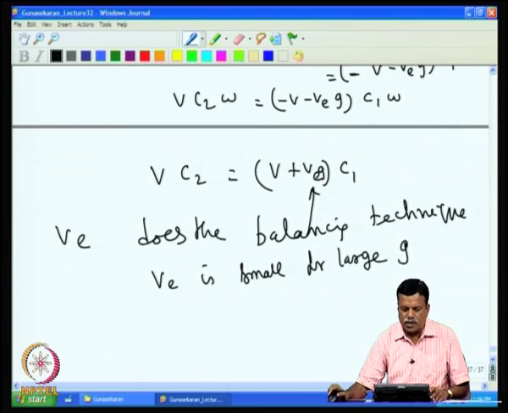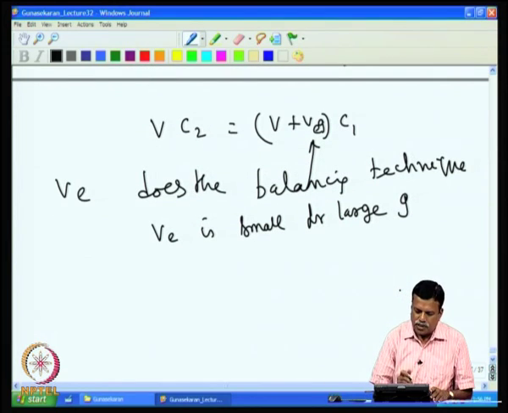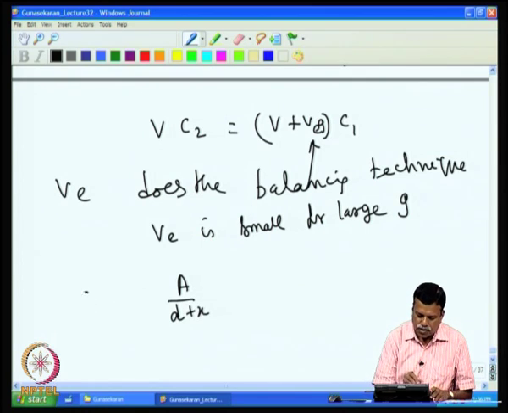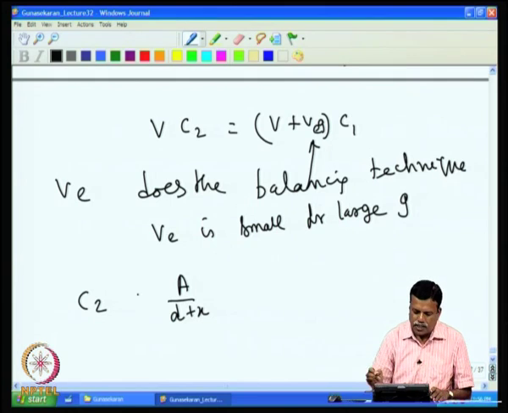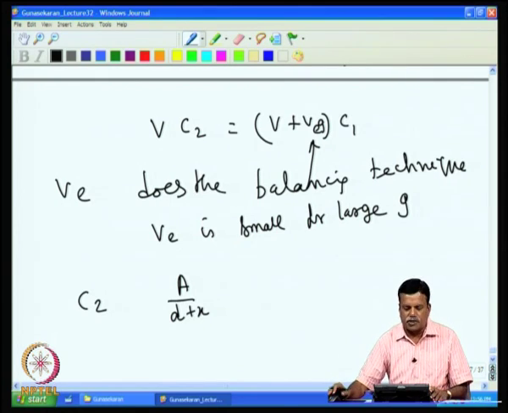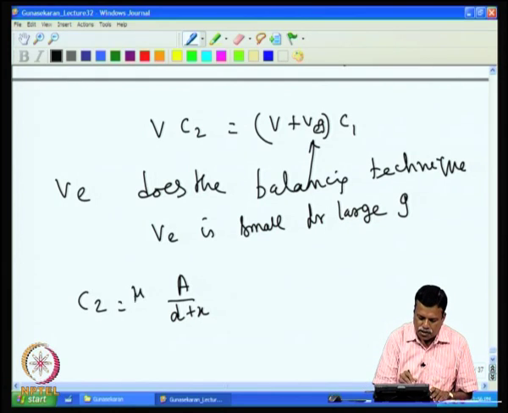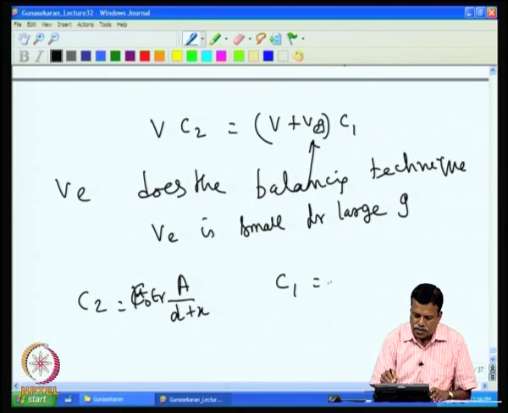So, if you write the equation for C1 and C2, C2 is coming for displacement A by d plus x. For example, C2 can be written in terms of A and d. Similarly, C1 can be written: C2 can be written as epsilon naught epsilon r A by d plus x, and C1 can be written as epsilon naught epsilon r A by d minus x.